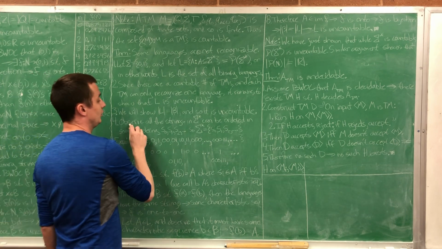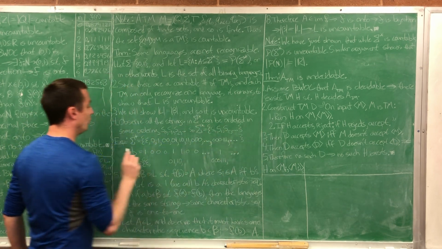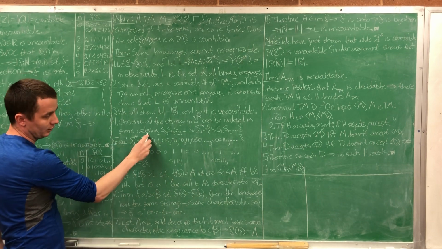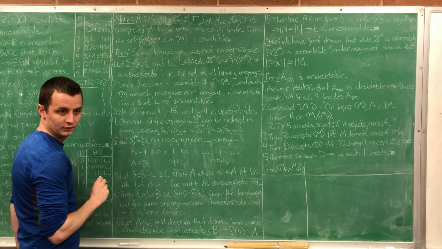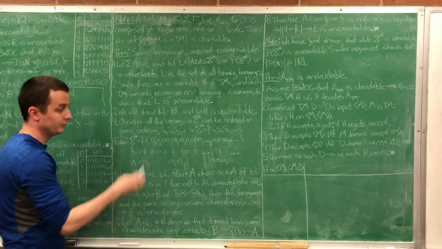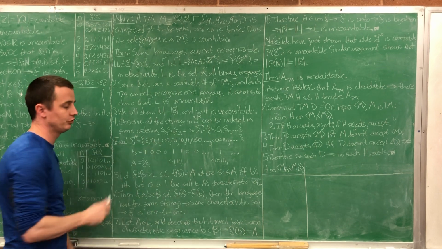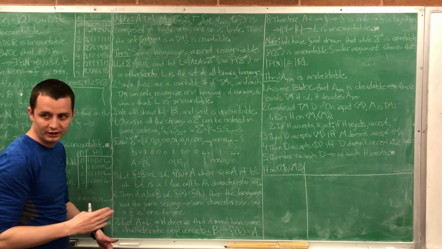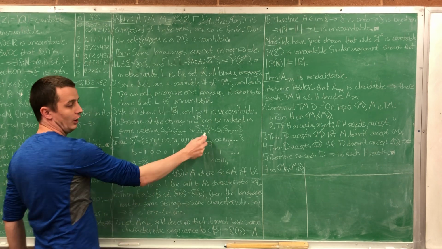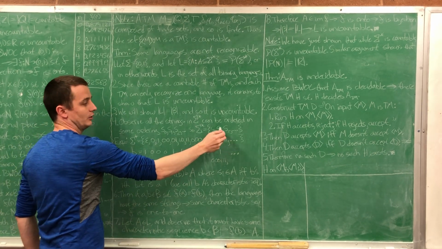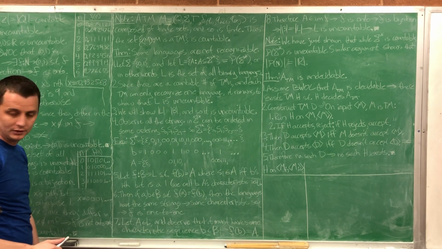Now, first thing is to observe that all the strings in sigma star can be ordered in some ordering: S0, S1, S2, dot, dot, dot. We can order all the binary strings in some ordering. In other words, the list of all binary strings is a countable set. We can order it somehow. With me? And so sigma star, we can rewrite it as S0, S1, S2, dot, dot, dot, and we can label all the strings in there this way.